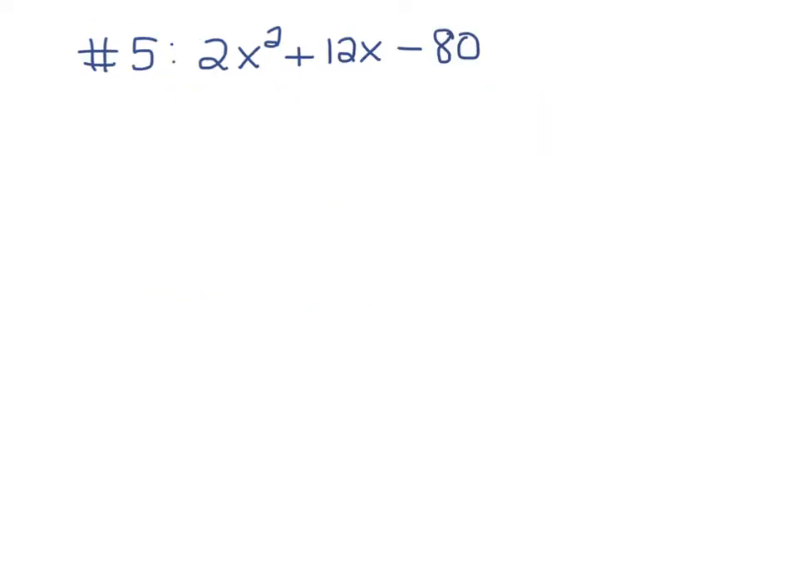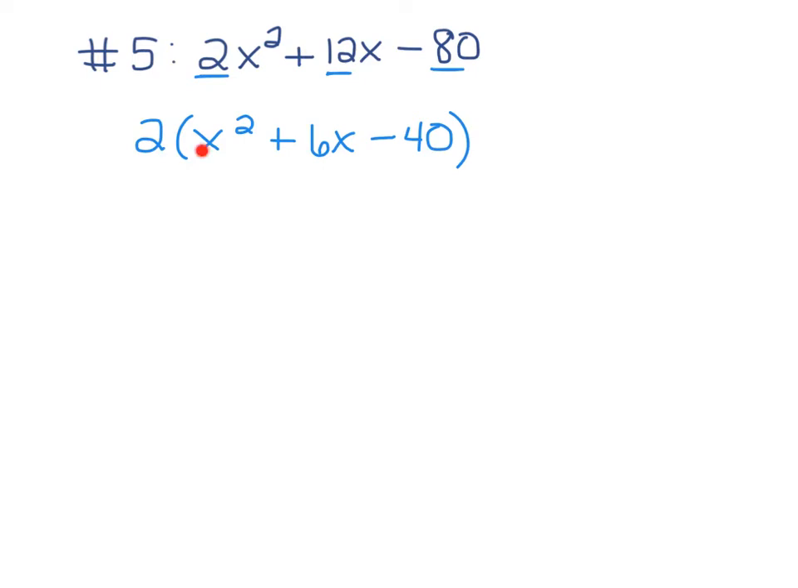All right, next up here is number 5. Number 5 is a trinomial, 2x squared plus 12x minus 80. And just like I mentioned before, the very first thing I would do is look for that greatest common factor. And out of all 3 of these, I can pull out a 2. No x's, because that 80 doesn't have an x. So then this would become x squared plus 6x minus 40.